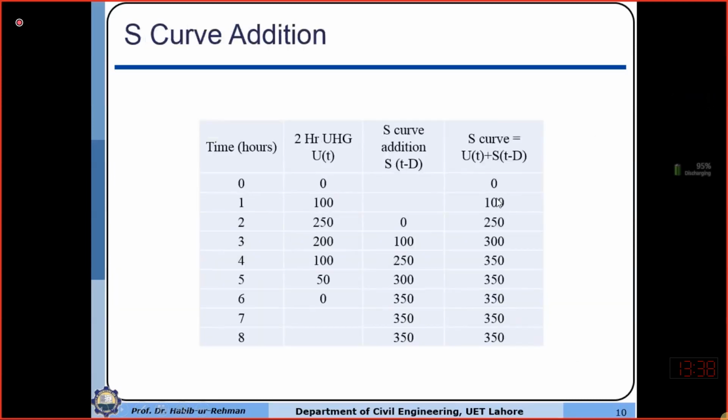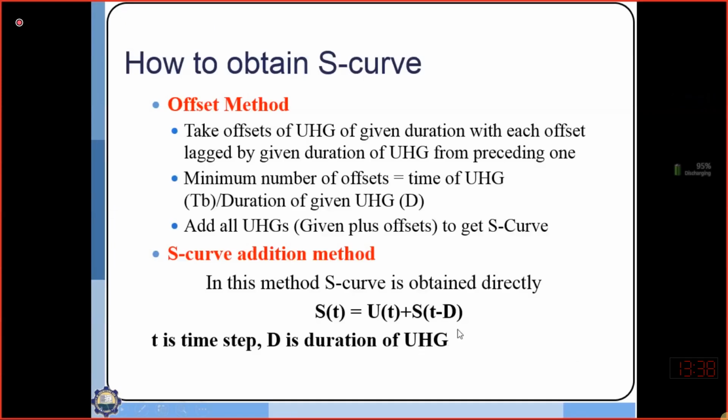Now, the second method is the S curve addition method. In this method, this equation can be used, so we can directly get the ordinates of the S curve without taking any offsets. S_t, the ordinate of the S curve at any time step t, is equal to U_t, the ordinate of the given unit hydrograph at the same time step t, plus S at t minus d. Here t is the given time step and d is the duration of the given unit hydrograph. This equation can be used for this purpose.